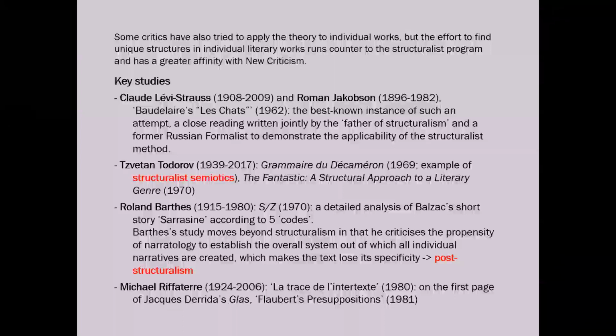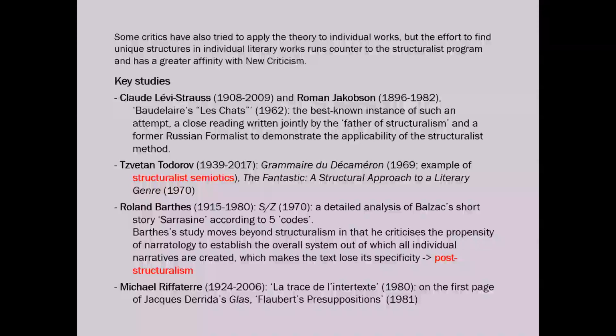Some critics have also tried to apply the theory to individual works, but the problem there, because it's a structuralist model that talks about the general framework, is that it tends to run counter to the individuality of a literary work. So you have a structuralist program that tries to look at texts above individual cases, and therefore it becomes difficult to apply these back to individual cases, to read each text more closely. And in a sense, this is when new criticism is still relevant. It focuses more on the individual text as opposed to a structuralist method. So what are the key studies, among others, of this type of approach?